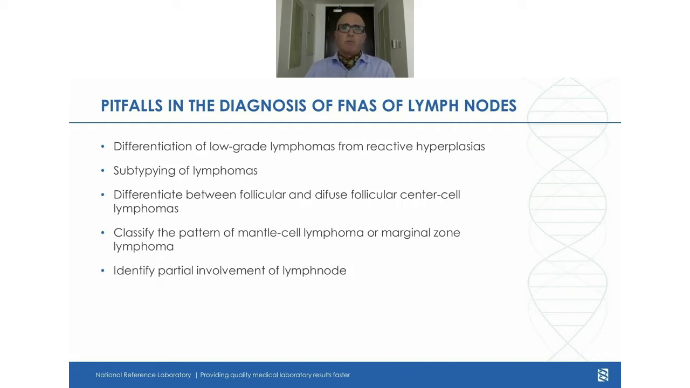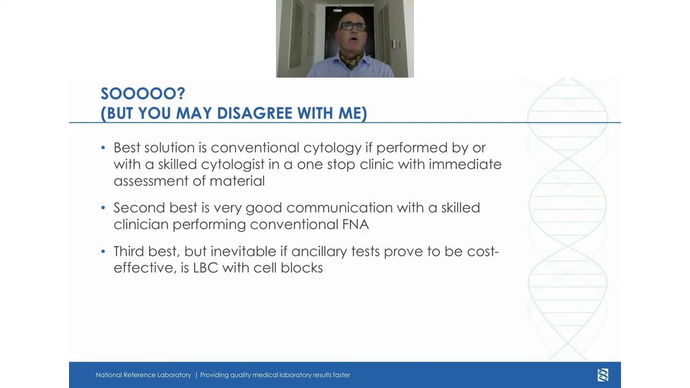So the pitfalls in the interpretation of lymph nodes are that we are not very good at separating low-grade lymphomas from reactive hyperplasias. We are mediocre in subtyping lymphomas unless we constantly use flow cytometry and immunophenotyping. And then if there's partial involvement of the lymph node, of course, it depends where the needle has gone. So you might disagree with me, but the best solution is conventional cytology performed by or with a skilled cytologist.